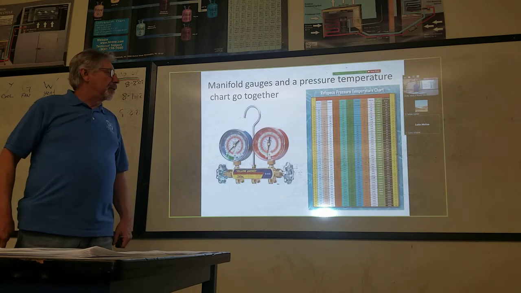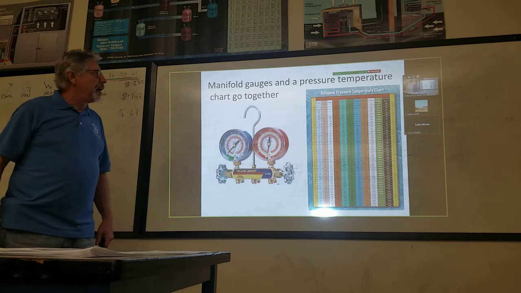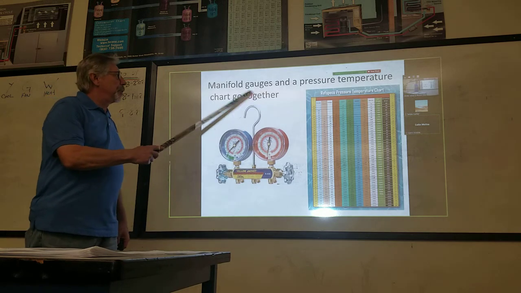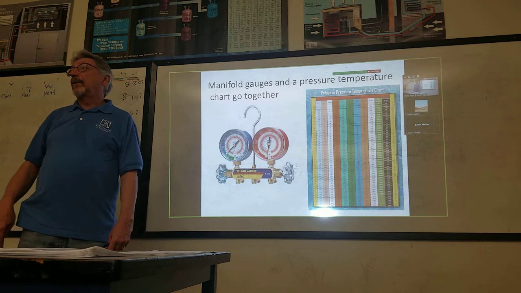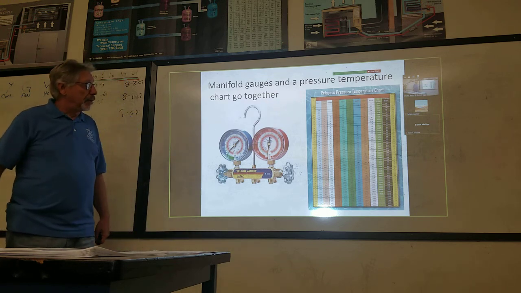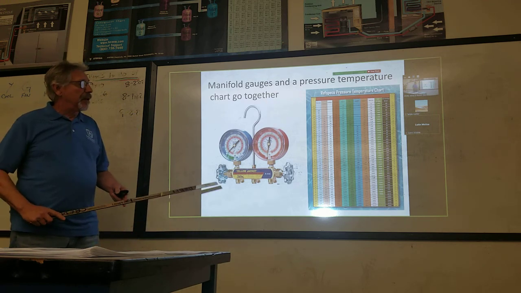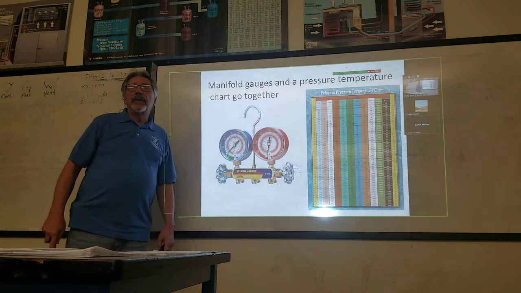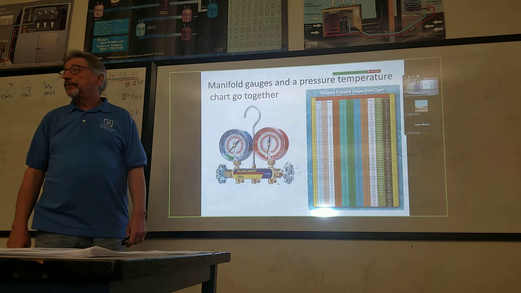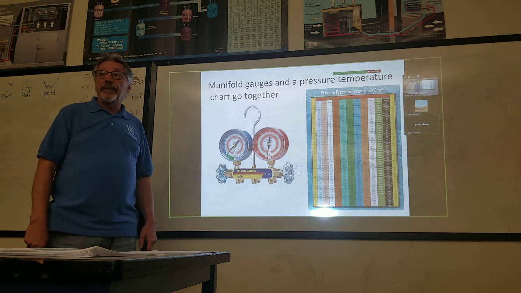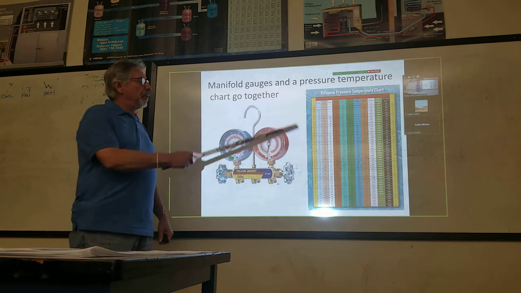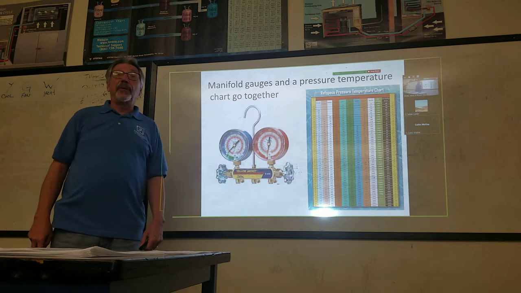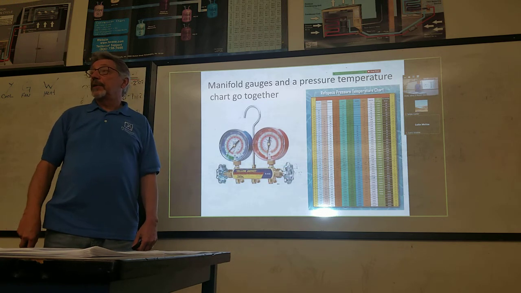Okay, so the gauge manifold and the pressure chart for the app that you download go together. For each refrigerant and each temperature, there is a different pressure. We have a plethora of refrigerants nowadays.